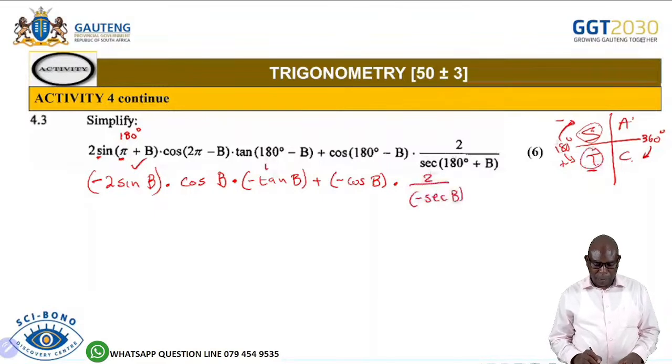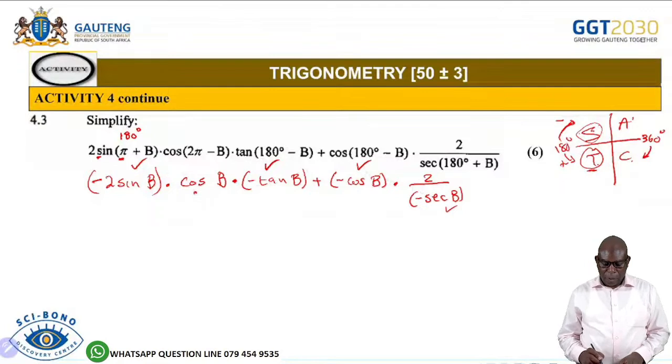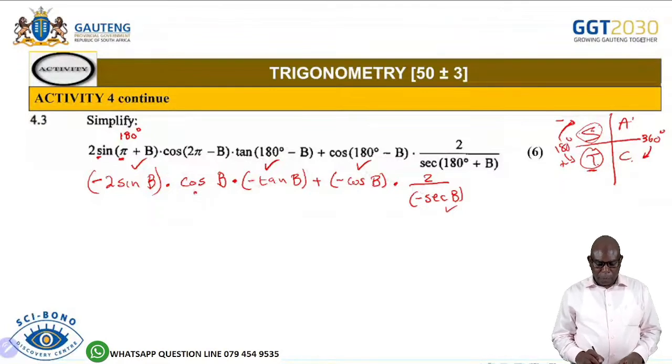So I'm going to give you a mark for this, mark for that, mark for that. So already you have got 4 out of 6. 1, 2, 3, 4 out of 6. Obviously that one will have the 5th mark there. Now I'm going to negative, and negative will give me a positive. So which means I'm going to have 2 sine b there, 2 sine of b times cos of b.